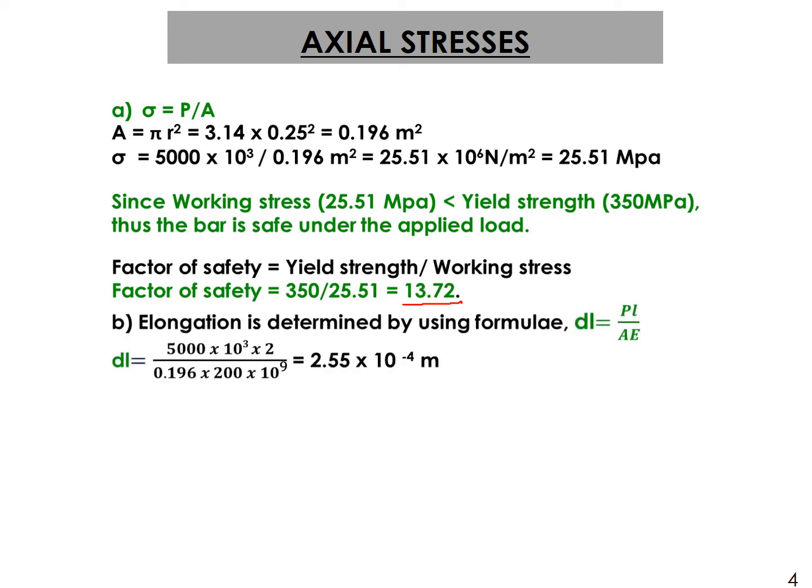So moving ahead, part B. We have to find the elongation, simple Hooke's law. The change in length equals PL upon AE. So here we have 2.55 into 10 to the power minus 4 meters. That is our change in length.